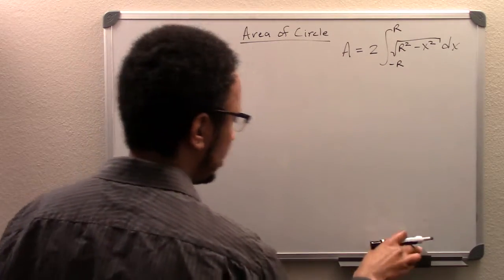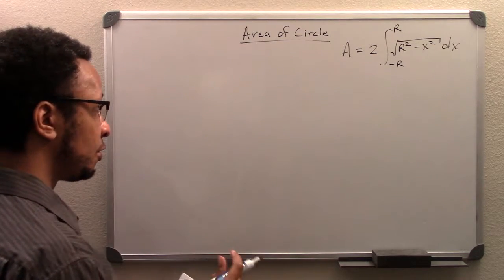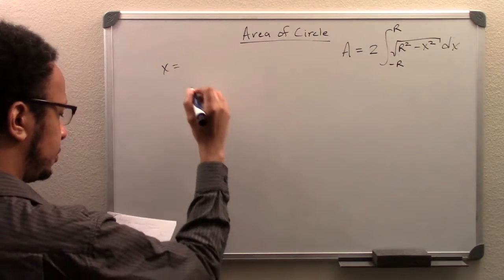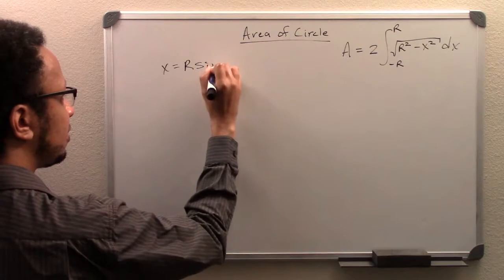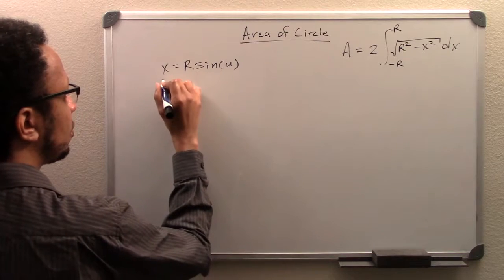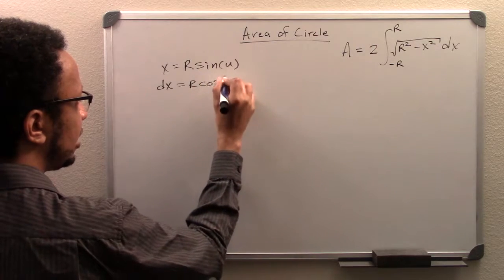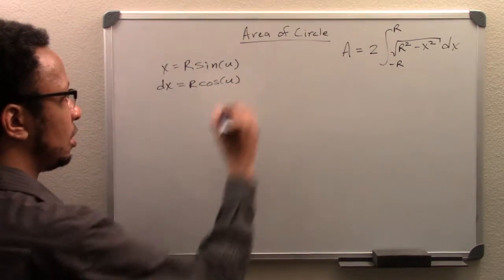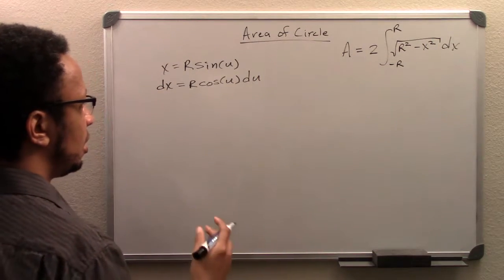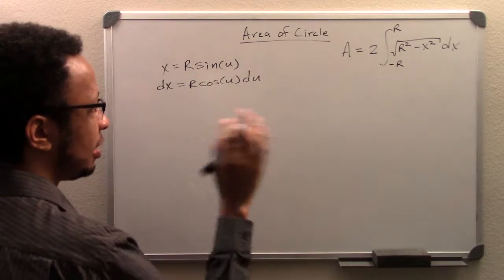And we're going to start with a trigonometric substitution. And that trigonometric substitution is going to be that x equals r sine of u. Okay, we're going to use that substitution. So if we differentiate x and we get dx, it's going to be r cosine of u du, because we differentiated, so we're going to have a du, kind of like a byproduct. So we're going to substitute that and use that in our integrand.